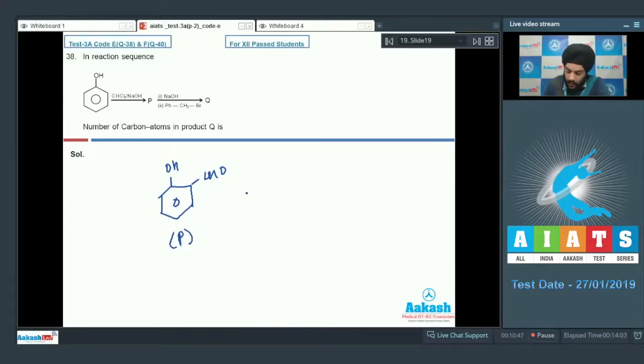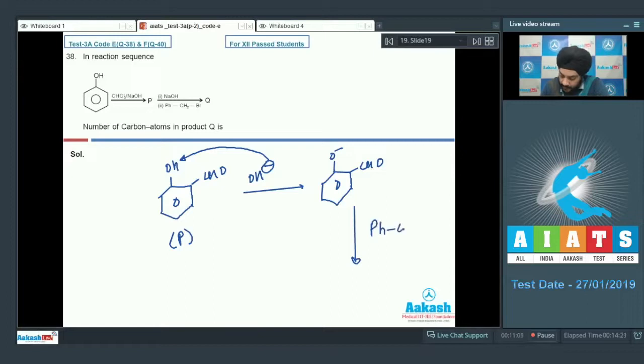So this is our product P. Now this P is allowed to react with OH minus. The OH minus will just extract the acidic hydrogen of phenol, leading to the formation of phenoxide ion. And this phenoxide ion will now make an SN2 attack on the PhCH2Br and make the Br leave. So we are going to have the formation of PhCHO and OCH2Ph. So this is the end product Q which is formed in the reaction.